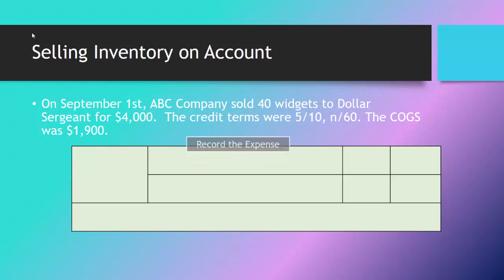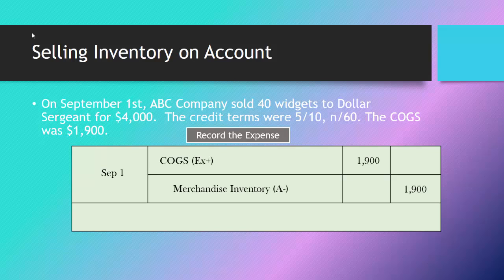In the second entry, we need to record the expense. So on September 1st, when ABC Company sells this, we're going to record our COGS entry, the same COGS entry that happens every time you make a sale. It is a debit to cost of goods sold and a credit to merchandise inventory for whatever your cost basis is in the inventory you sold. For ABC Company, it was $1,900. Let's debit COGS for $1,900, credit merchandise inventory for $1,900. We recorded COGS on sale.